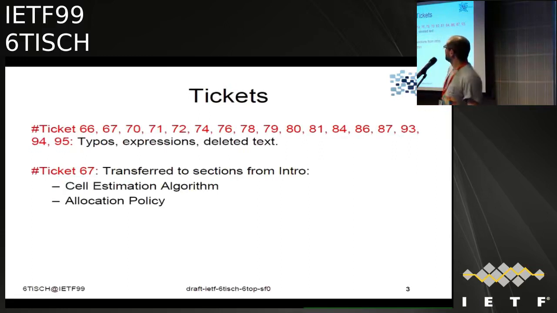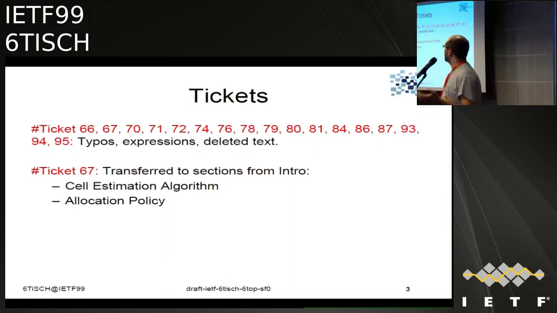Then, I have a collection of typos, so I have solved every typo and every other problem we have, such as some expressions and extra text that shouldn't be there. Those details are all on the tickets if you want to see them exactly. So I just focus on the specific tickets related to the concepts and mechanisms that were defined in SF0, and some big movements of text between sections.